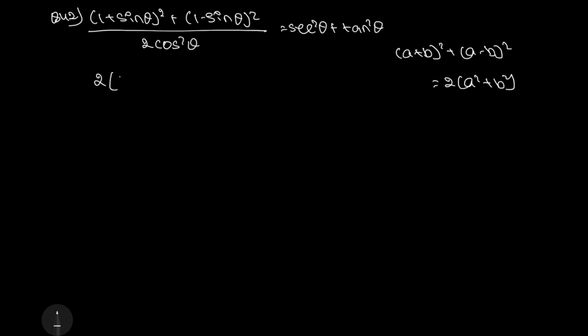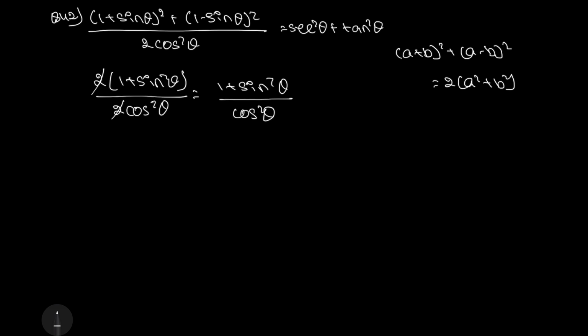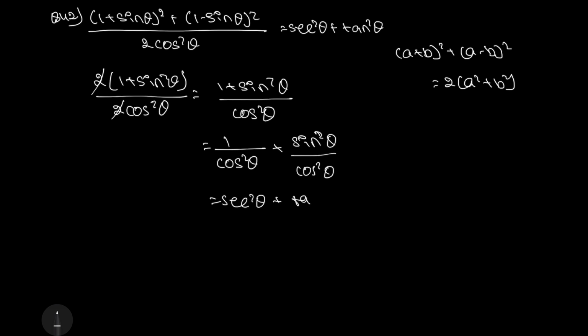We'll get 2 times of 1 plus sine square theta, and the denominator 2 cos square theta remains the same. Cancel out this 2 and 2, we'll get 1 plus sine square theta by cos square theta. Expand this into two terms, we'll get inverse of cos square plus sine square by cos square, and we know inverse of cos square is secant square, and sine square by cos square is tan square.